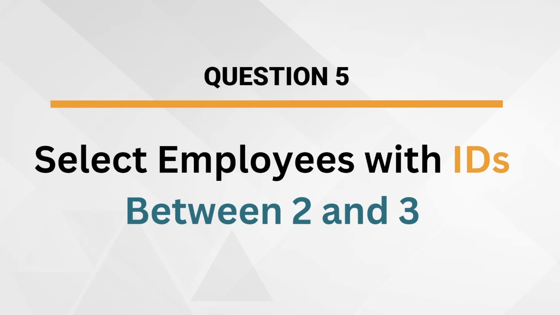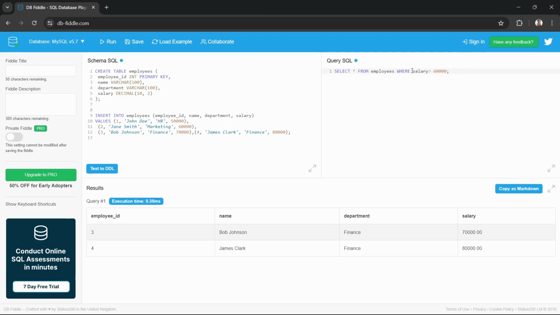Now, if you want to select the employees whose IDs are between 2 and 3, how can we do it? Similarly, after WHERE, write BETWEEN 2 and 3. Now if you run it, it will give you the details of the employees whose IDs are between 2 and 3.